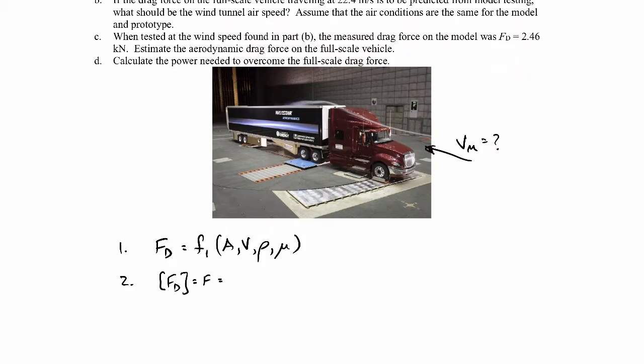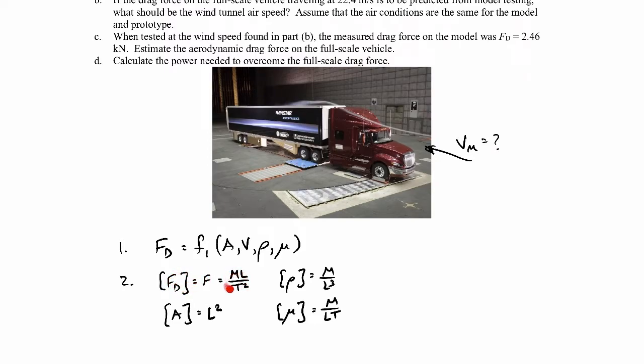So the drag force would just be, of course, a force, which in terms of mass, length, and time would be mass length over time squared. The dimensions of area would be length squared. Dimensions of density, mass over length cubed. And dimensions of viscosity are going to be mass over length time.